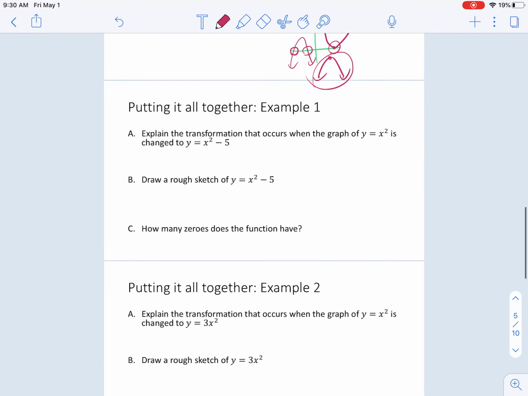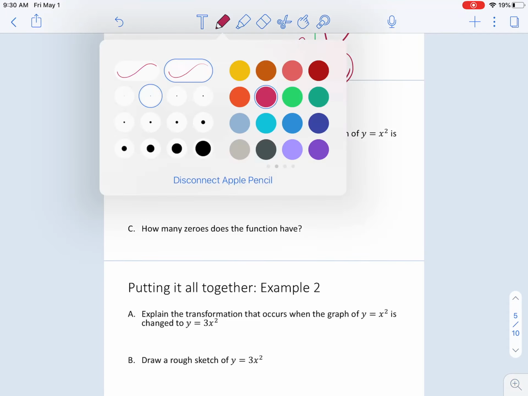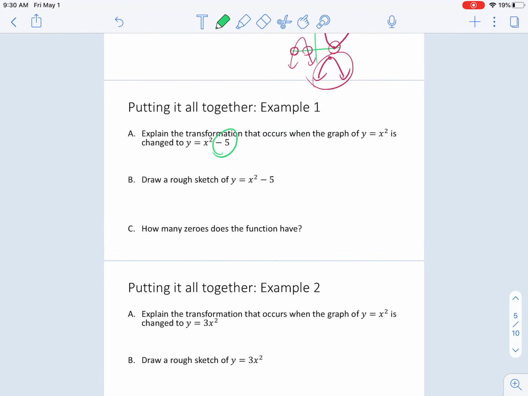So now, let's put this all together. Explain the transformation that occurs when the graph of y equals x squared is changed to y equals x squared minus 5. Well, what I'm seeing in this problem is a -5 as the c. Remember, it's y equals ax squared plus c. I see -5 as the c. C shifts the graph up or down. Well, this guy is negative, so it's going to shift it down.